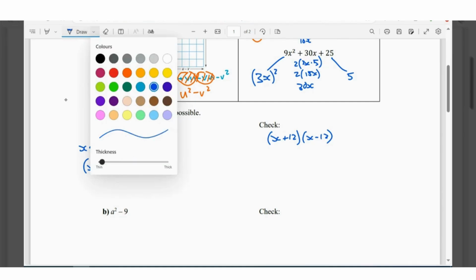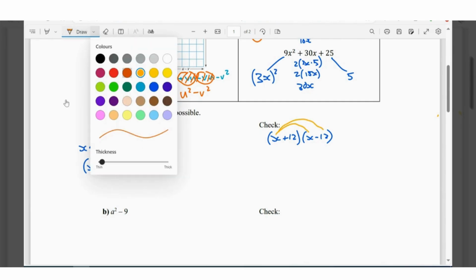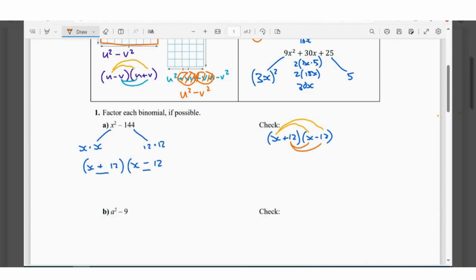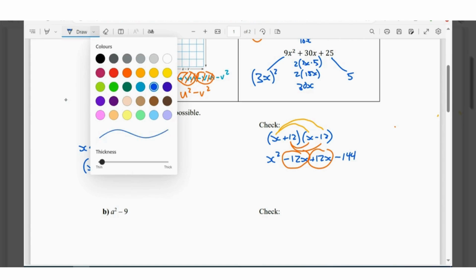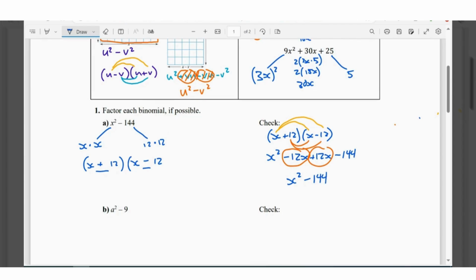Let's FOIL that and see if we got where we started. I'm going to do first, outside, inside, last. So we got x times x is x squared. x times negative 12, negative 12x. 12 times positive x, plus 12x. And positive 12 times negative 12, negative 144. And now you'll see we have these two like terms in the middle, but what do we notice? It's a negative 12x and a positive 12x. Those are going to cancel each other out to 0. We're left with x squared subtract 144. So there you go, did it.